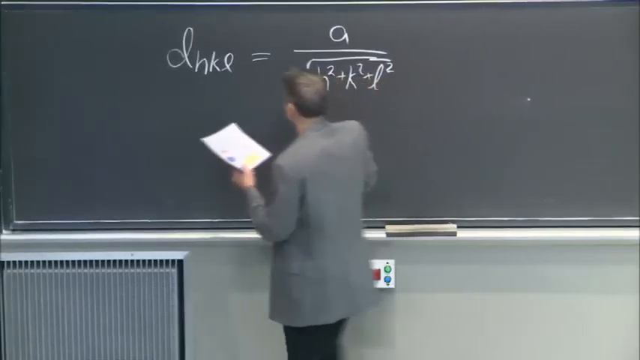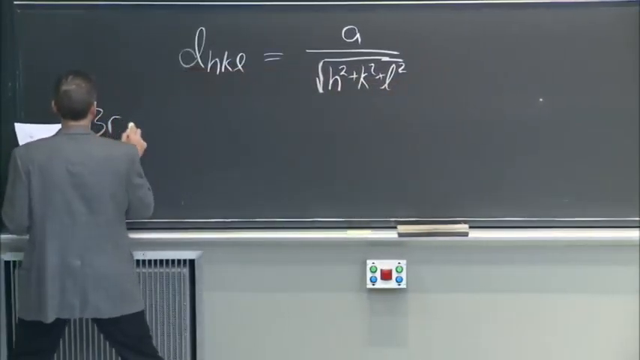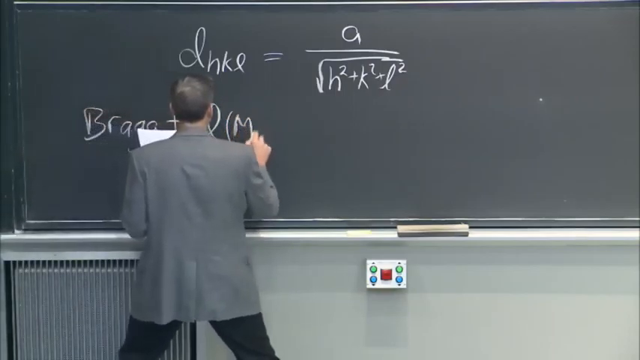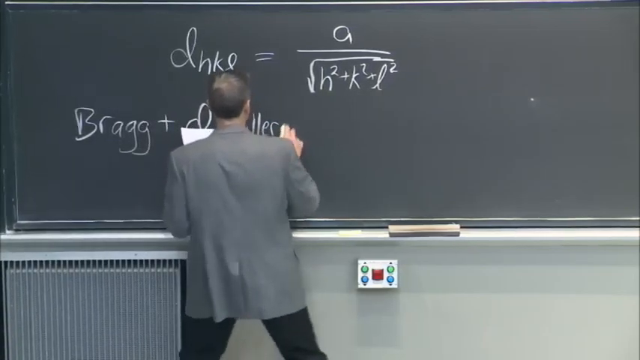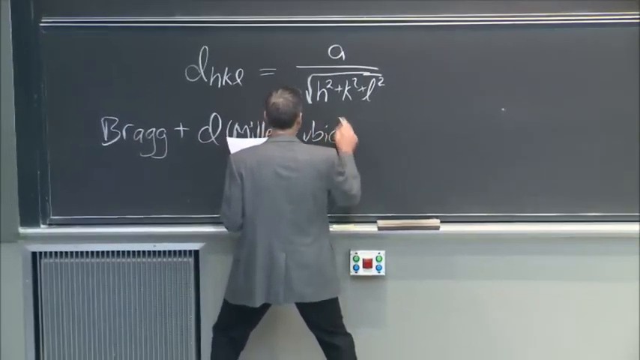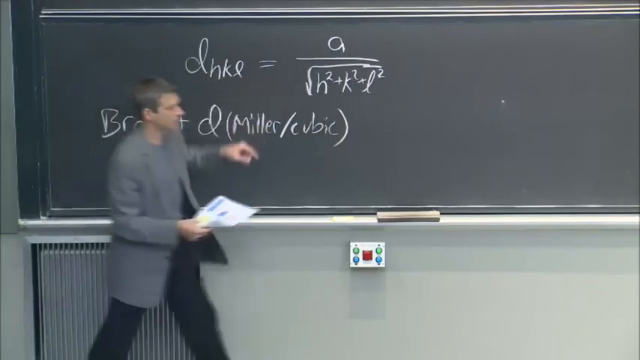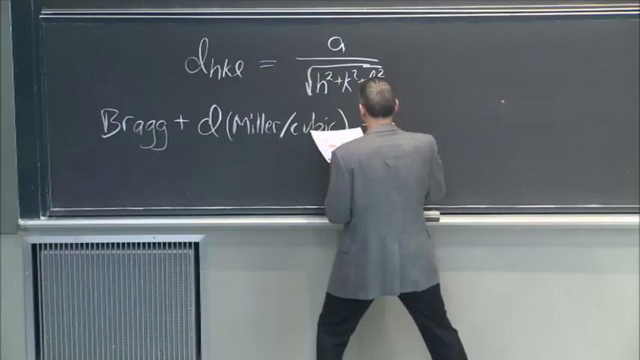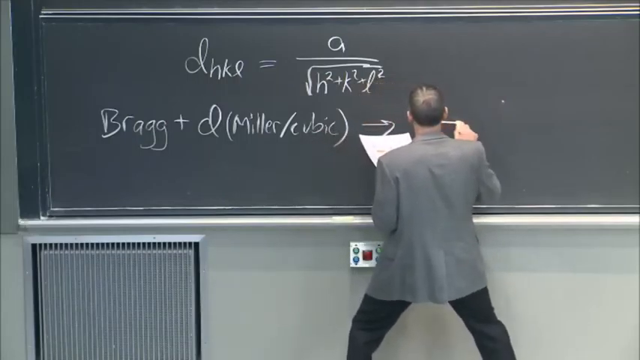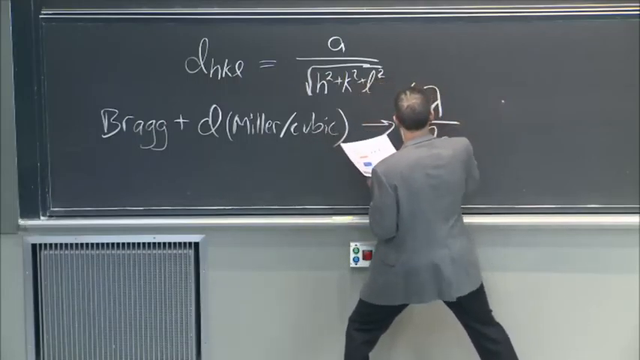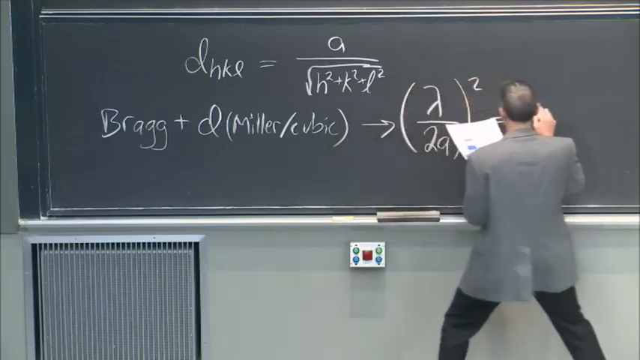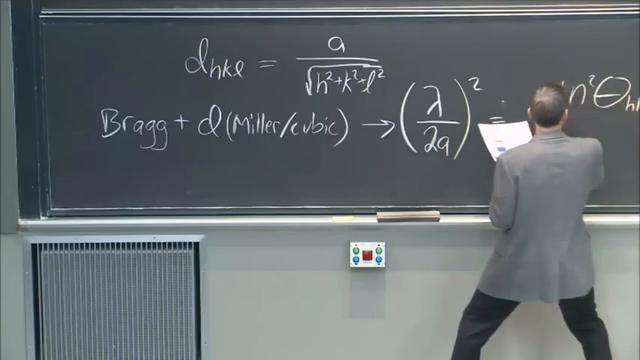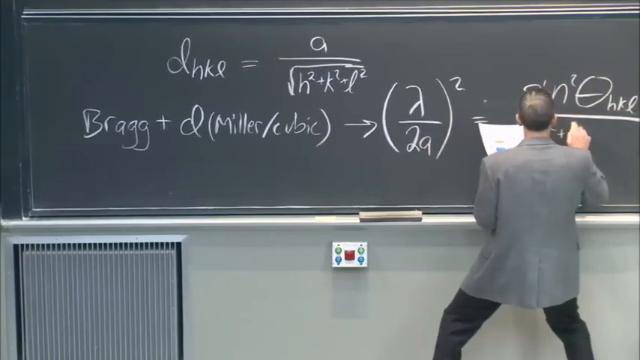So you see, it's kind of Bragg plus Miller. Bragg plus distance Miller, right? Miller cubic. That's what we're really combining here. The distance given by this formula when we talk about Miller planes, that combined gave us this: lambda over 2a, squared, equals sine squared theta_hkl over h squared plus k squared plus l squared.